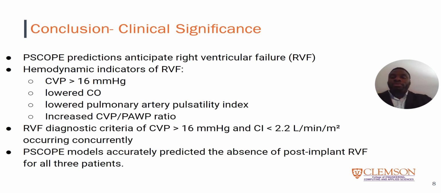our SCOPE models. Now, focusing on our 3 patients in this study, we utilized a right ventricular failure diagnostic criteria of central venous pressure above 60 millimeters mercury and cardiac index less than 2.2 occurring at the same time. Using this criteria, our SCOPE models accurately predicted the absence of post-implant right ventricular failure for all 3 patients. We believe this demonstrates the potential for SCOPE-guided surgical planning optimization for improved patient outcomes.